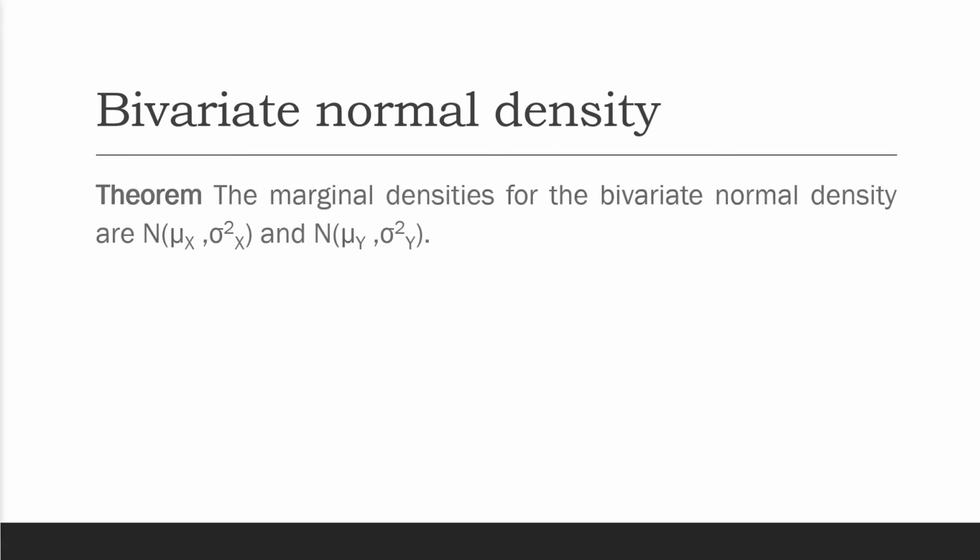So let's have the theorem. The marginal densities for the bivariate normal density are N of mu of x, sigma squared of x, and N of mu of y, sigma squared of y.